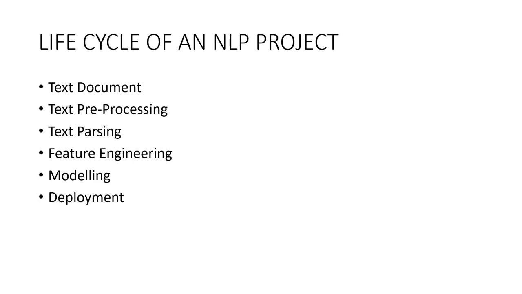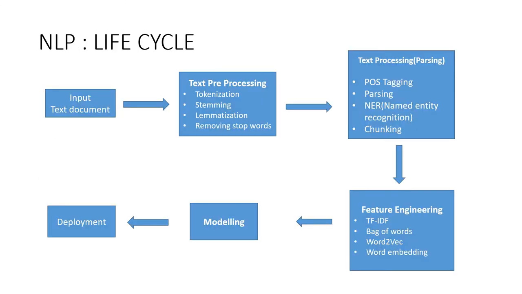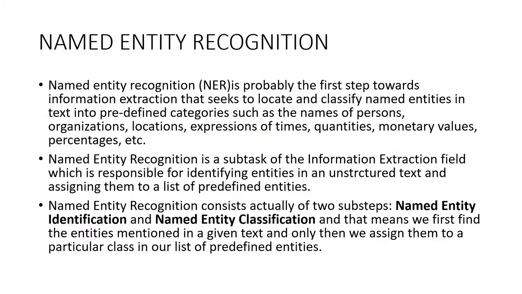This is the life cycle of an NLP project. Text document is the input, and text pre-processing, text parsing, feature engineering, modeling, and deployment are the steps. This is a little bit more detailed: what steps you can follow in text pre-processing, text processing or parsing, and feature engineering. There is a separate video on the life cycle of an NLP project that you can watch. Now we are getting into named entity recognition.